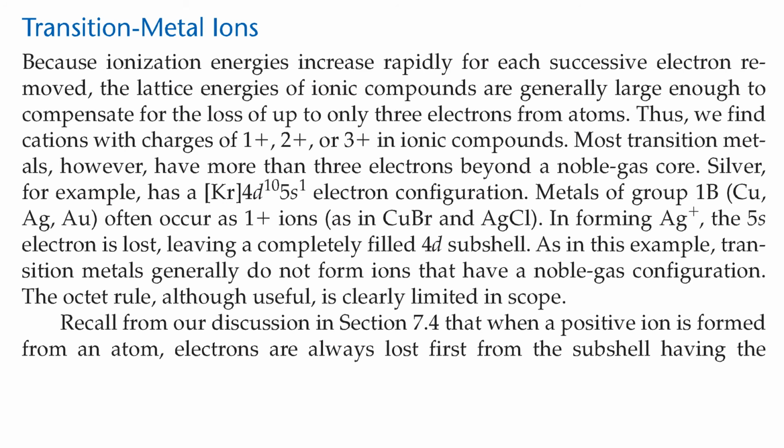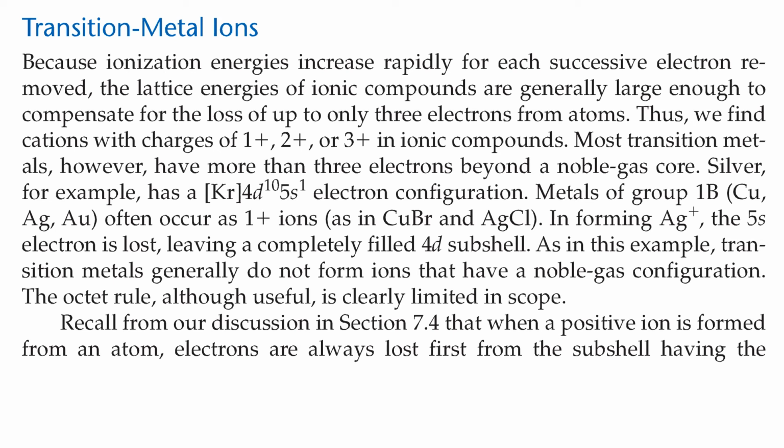Transition metal ions. Because ionization energies increase rapidly for each successive electron removed, the lattice energies of the ionic compounds are generally large enough to compensate for the loss of up to only 3 electrons from atoms. Thus we find cations with charges of 1+, 2+, and 3+ in ionic compounds. Most transition metals, however, have more than 3 electrons beyond their noble gas core. Silver, for example, has the electron configuration [Kr]4d10 5s1.